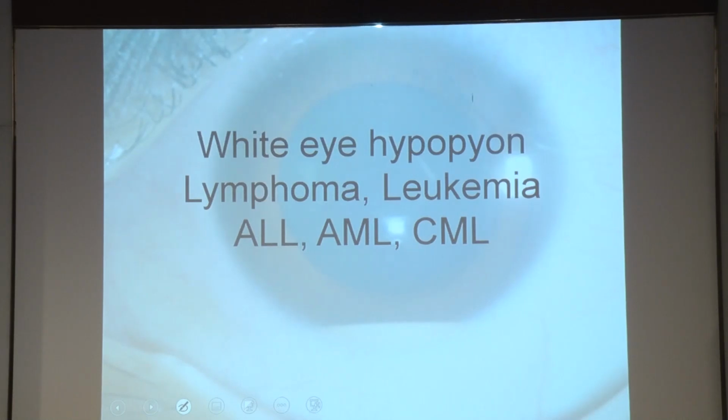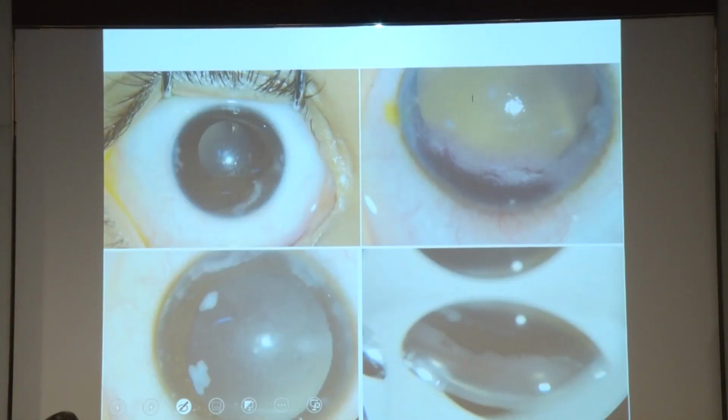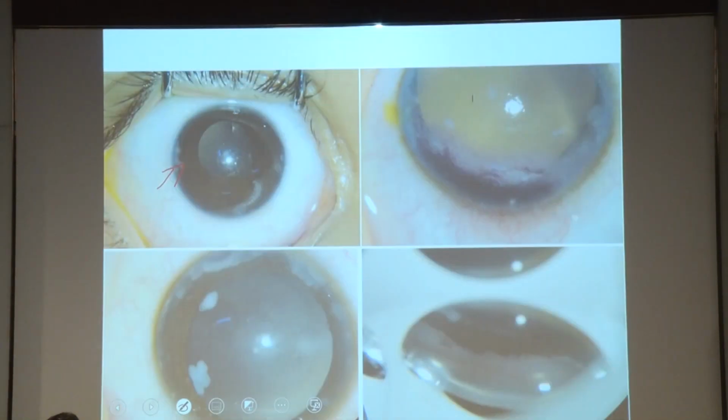So white eye hypopyon could be lymphoma, leukemia, ALL, AML, or even CML. But in a young child, white eye hypopyon could be retinoblastoma. It can be seeds which you see in the anterior chamber, or a collection of hypopyon which has a level, thick hypopyon in retinoblastoma, or on gonioscopy you can see seeds in the anterior chamber angle.